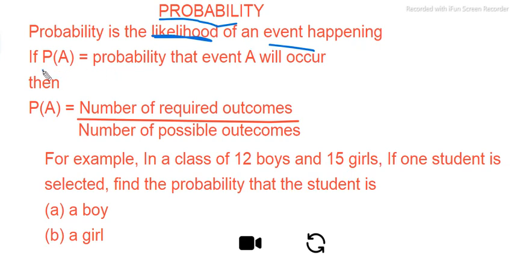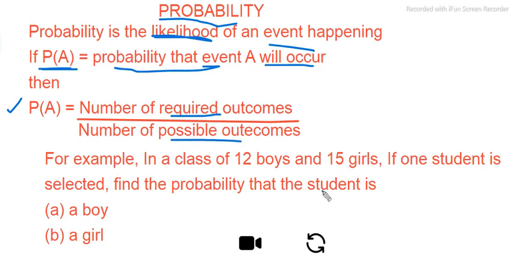So in probability, if I say P bracket of A, something like this, it means the probability that event A will occur. So mathematically, we define probability of A as number of required outcomes over number of possible outcomes. So what we are trying to say is probability of an event is always a fraction. We have a numerator, we have a denominator. The numerator here is the required outcomes, while the denominator is the possible outcomes.